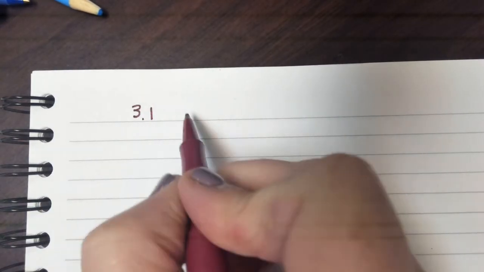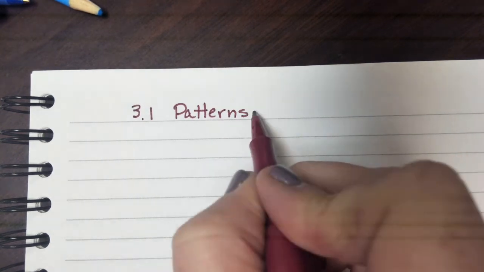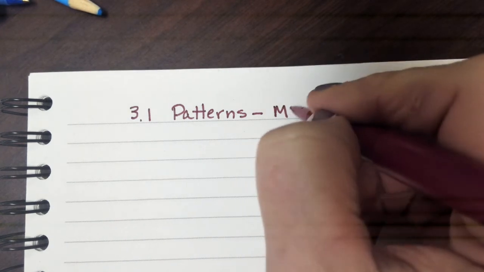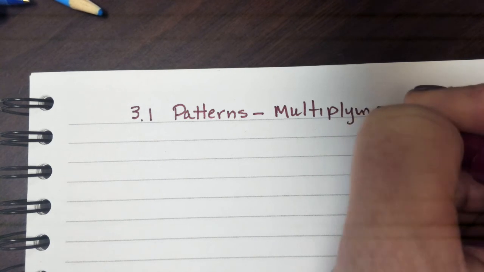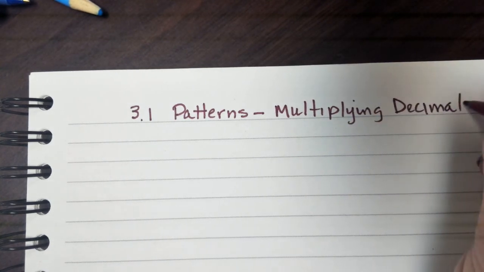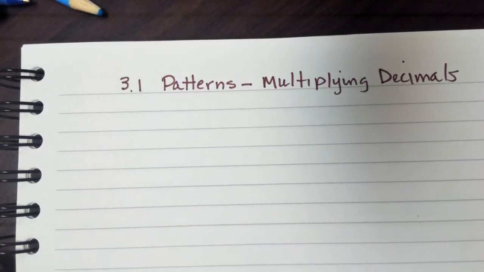Morning. We're going to talk a little bit about 3.1 today. It is multiplying by patterns. So 3.1, it is patterns, multiplying decimals. Okay, one of the things we're talking about is multiplying by decimals.